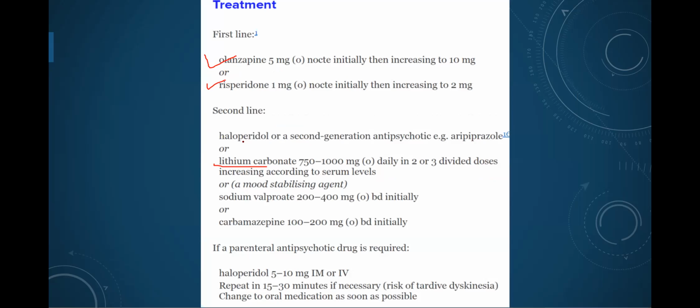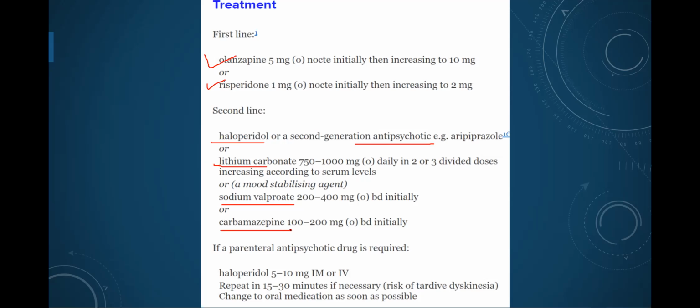If that is not in the option, then you have the option of choosing haloperidol or another antipsychotic like aripiprazole, lithium, or some other mood stabilizers like sodium valproate or carbamazepine. But first line is antipsychotic. Lithium is not a first line medication for acute mania treatment.